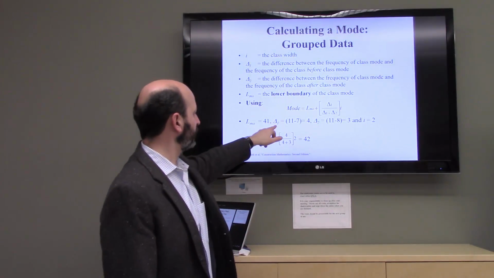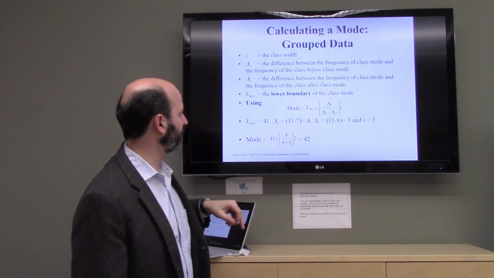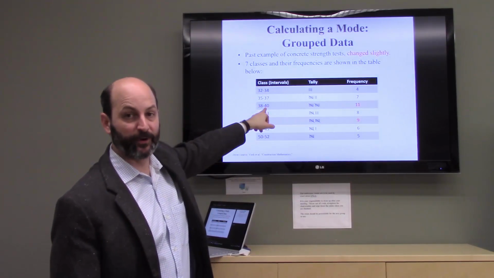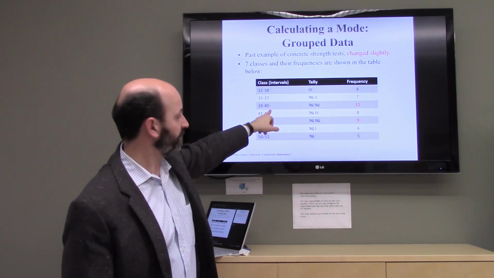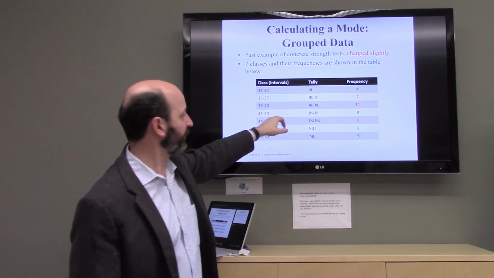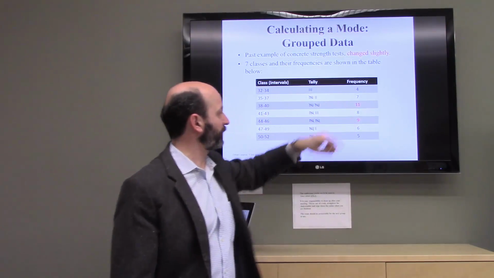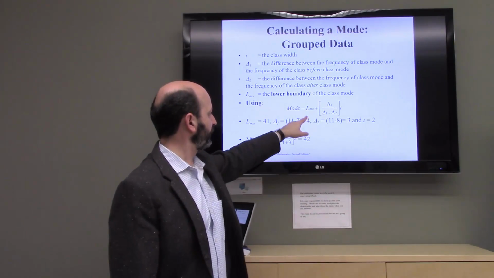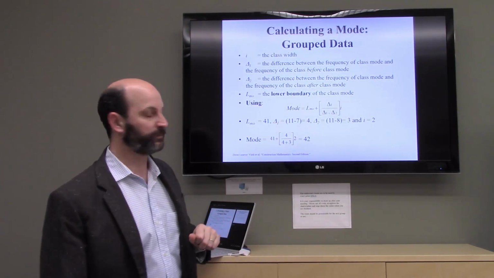So in this case, delta 1, we're taking 11 minus 7. Where do we get 11 minus 7? Class mode is 11 minus the class before class mode. If you look at the frequency, the class before class mode is 7. That gives us a total of 4. 11 minus 7 is 4. That's our value for delta 1.